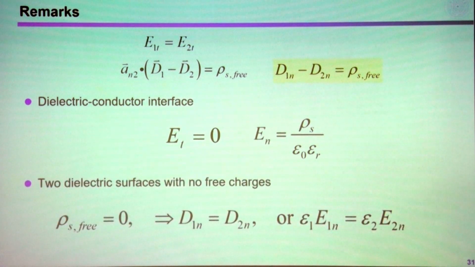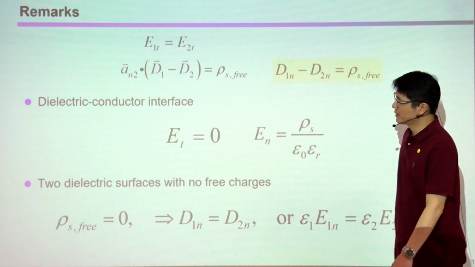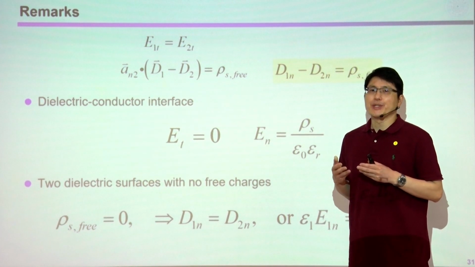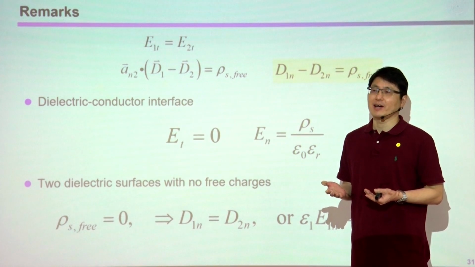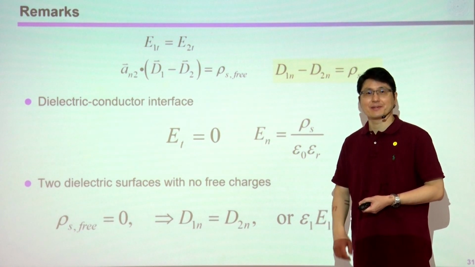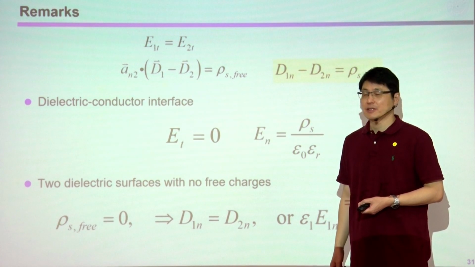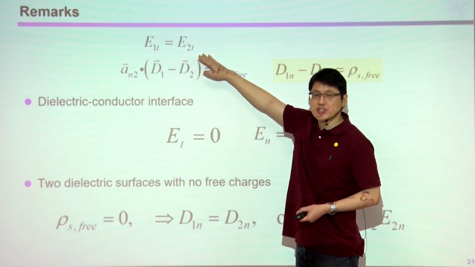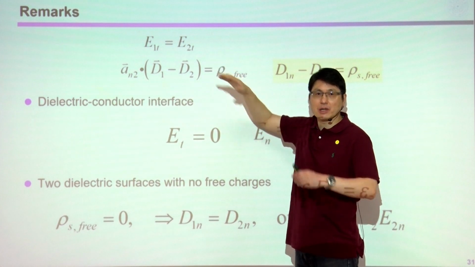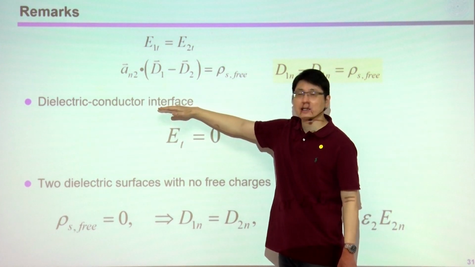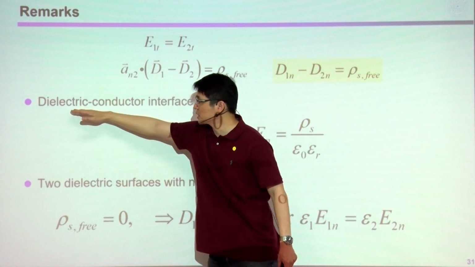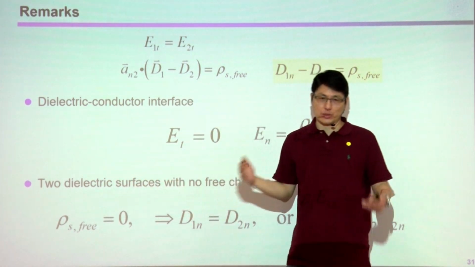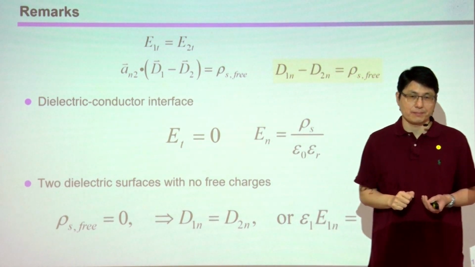The second case is probably more practical, because whenever we talk about dielectrics, usually we don't have free charge densities. So these two relations are generic. They apply to all the cases, but now we're talking about special cases: a dielectric and a conductor, or two dielectrics forming an interface.